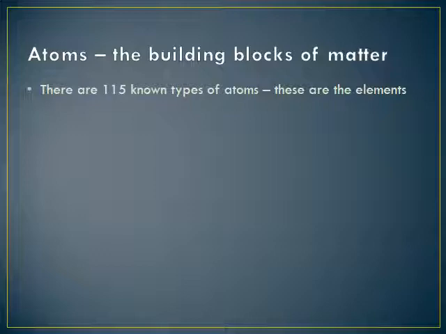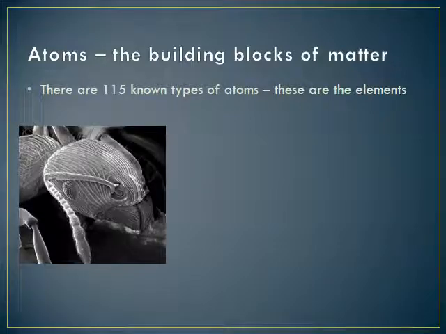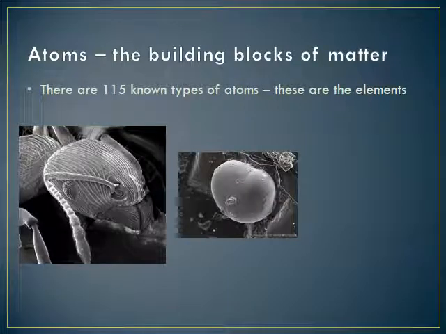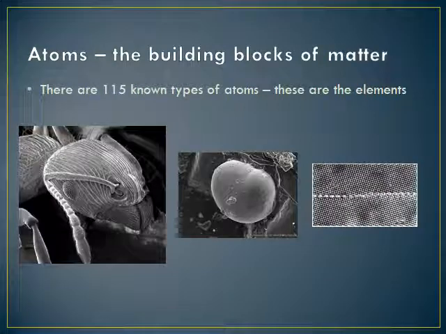There are 115 known types of atoms. These are called the elements. I'm sure you've seen periodic tables that show all of the different elements. We think there's more. We have only discovered 115 so far. So this is that object, that piece of matter. That's a scanning micrograph of an ant, and if you zoom in on that ant, you'll notice we've got little molecules, little pieces of matter, and if you zoom in even further, then you get down to this tiniest little piece of matter, which is the atom.